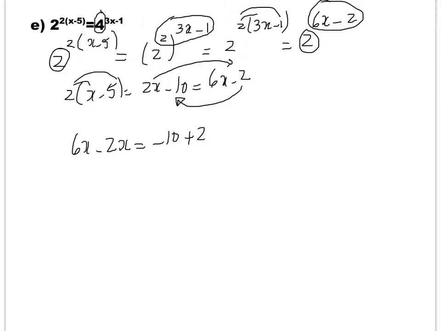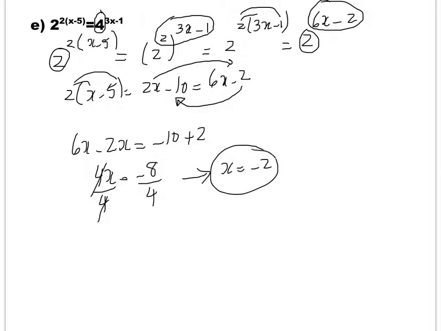6x minus 2x is 4x, and minus 10 plus 2 is minus 8. Now I divide by 4, and the 4s cross out, so I get x is equal to negative 2. So the solution is when x is equal to negative 2.